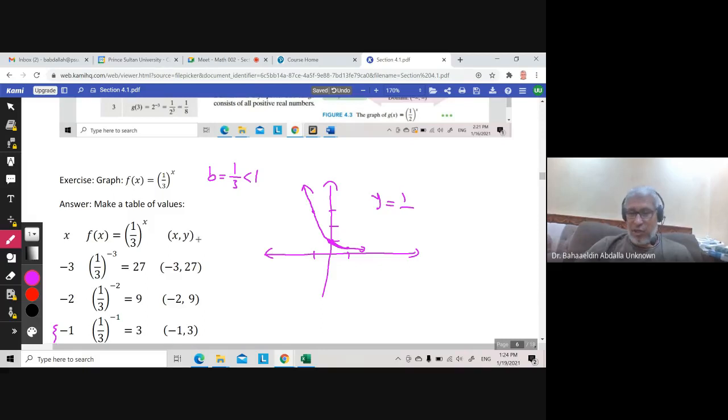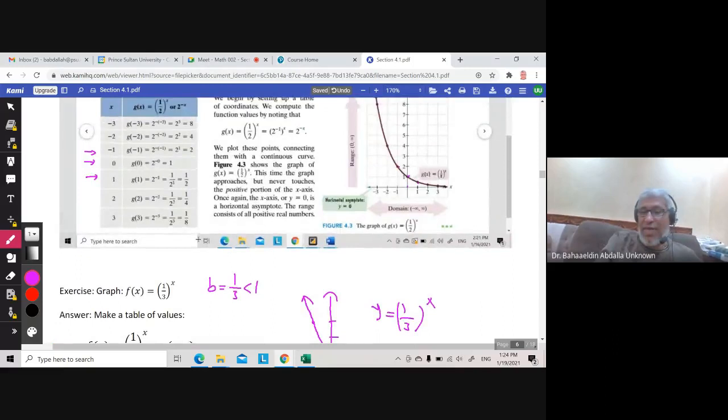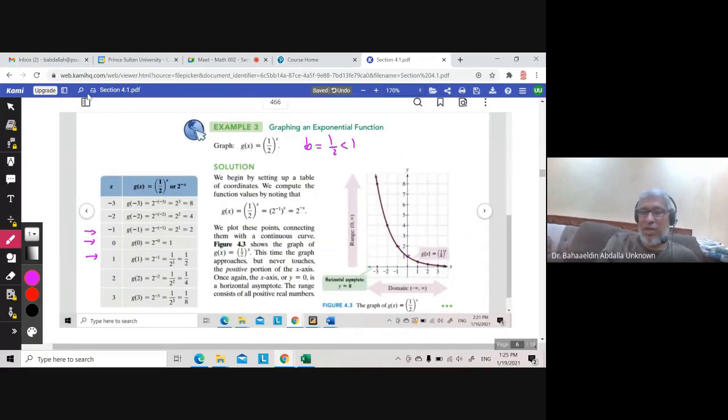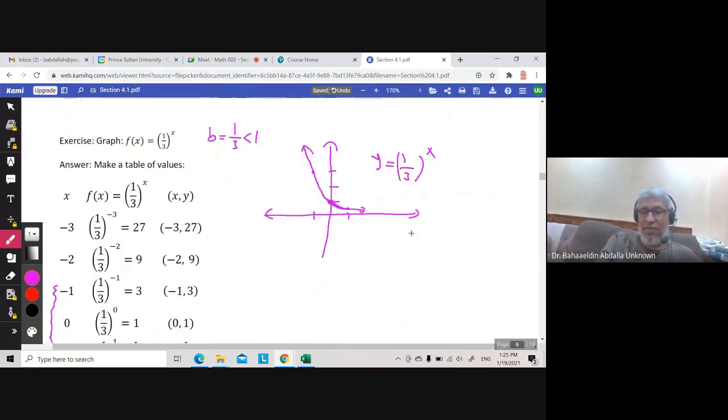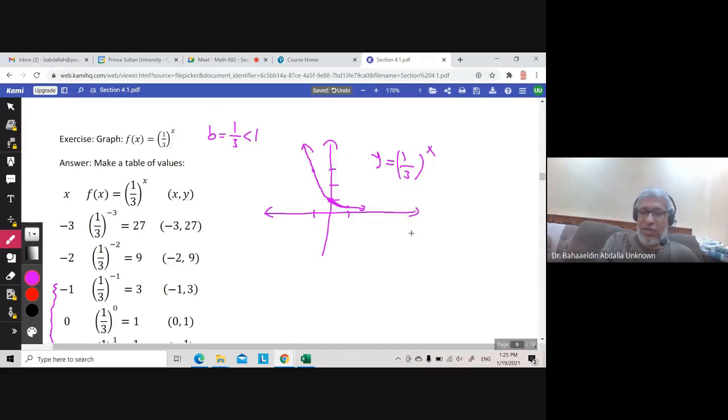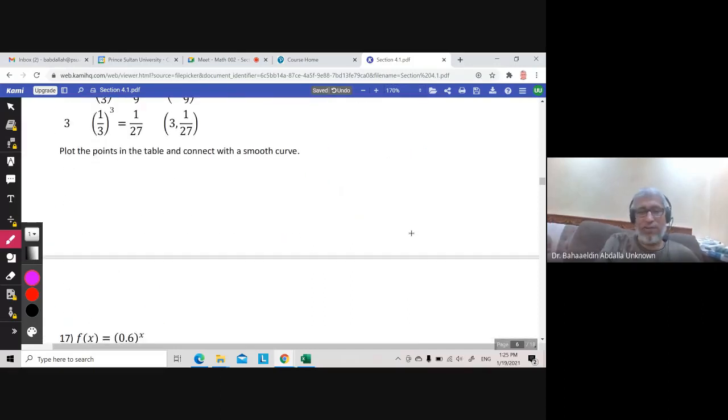And any exponential function when b is less than 1 is very similar. It's exactly similar to this graph. And again, the line y equals 0 is a horizontal asymptote.